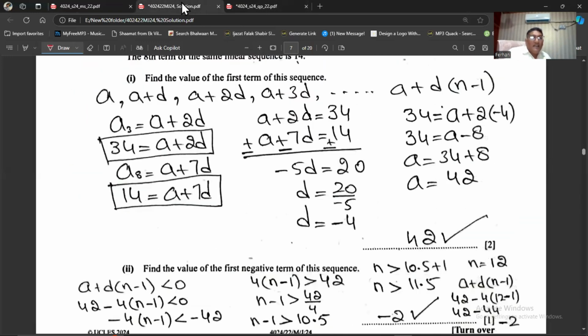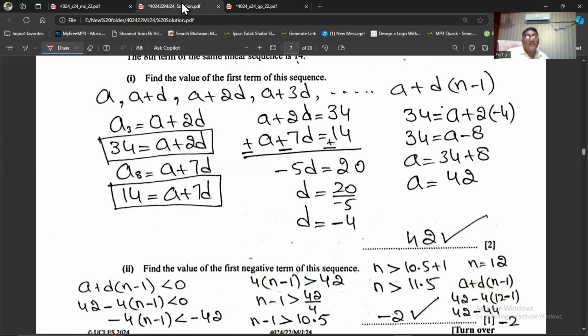In the linear sequence, the first term is A, the second term is A plus D, the third term is A plus 2D, and A plus 3D, and the nth term is A plus D bracket n minus 1 bracket close. Now the third term will be A plus 2D, and that is equal to 34, and the eighth term will be A plus 7D, and that will be 14. So we will solve these two equations simultaneously, and find the value of D and A.